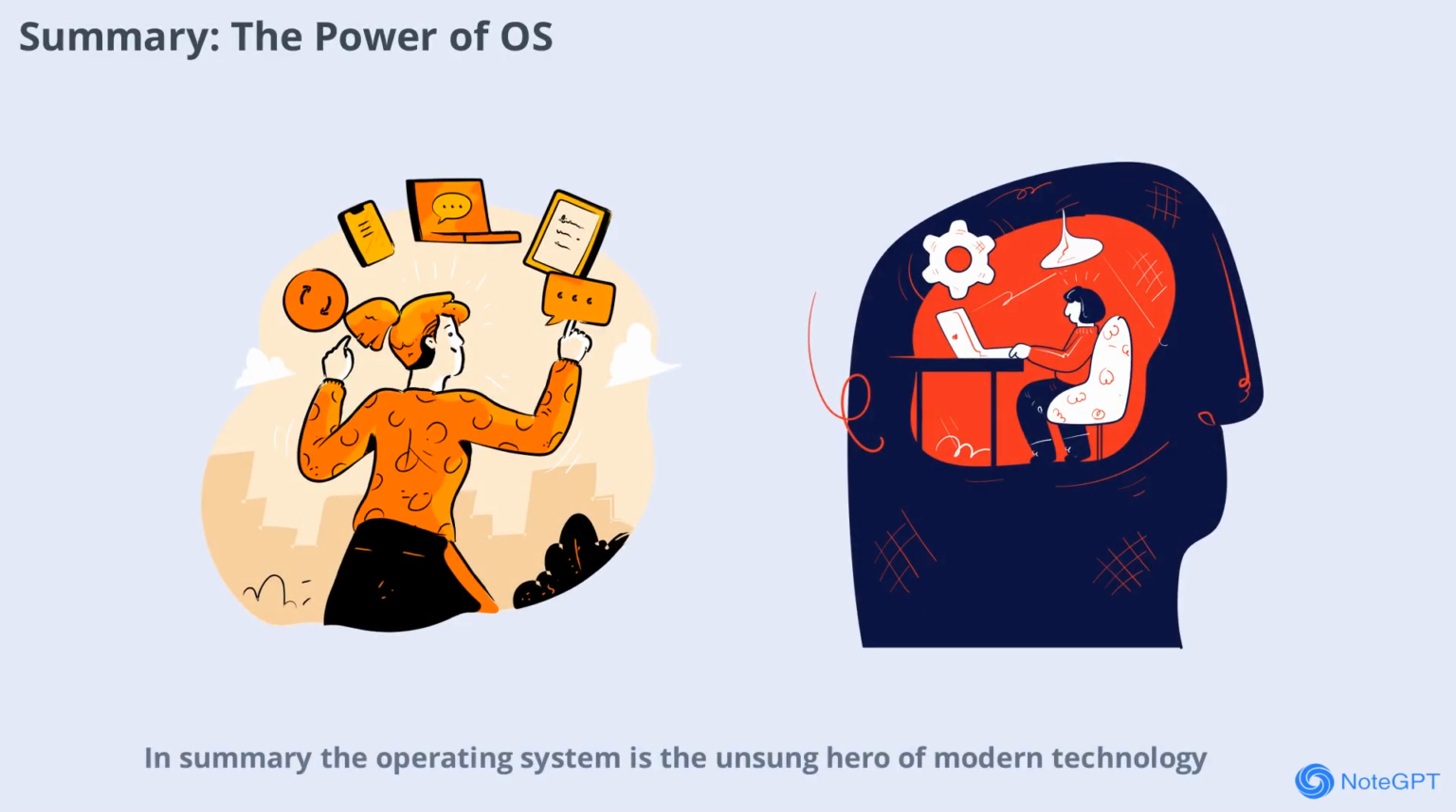Summary: the operating system is the unsung hero of modern technology. It manages hardware, runs applications, protects your data, and connects you to the world. Whether you're a casual user or a tech enthusiast, understanding the OS helps you make the most of your devices. As technology evolves, the operating system will continue to be at the heart of innovation, powering the digital experiences of tomorrow.